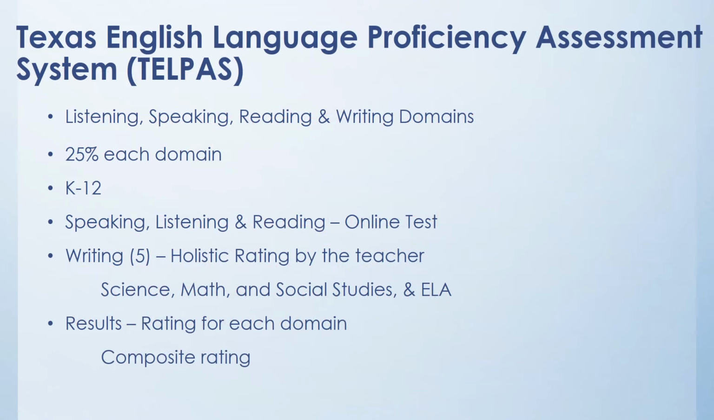As I mentioned earlier, the Texas English Language Proficiency Assessment System, or TELPAS, is what tests the ELPS. This test includes all 4 domains, which is listening, speaking, reading, and writing. Each domain is worth 25% of the test. It tests students in kinder through 12th. The online test will have the speaking, listening, and reading, while the writing portion is holistically rated by the teacher.